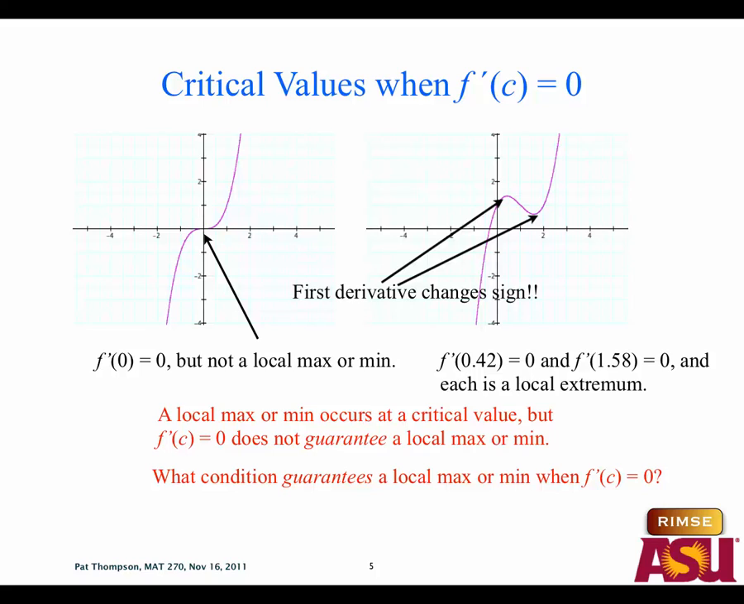So that's one way to say, yes, we have a local max or a local min if the first derivative changes sign. What's another way to know if we have a local max or local min? What we just talked about on the previous slide. Remember the second derivative. What about the second derivative?